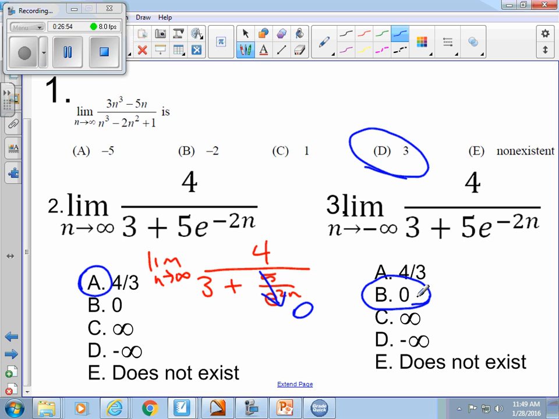Right? So why can't you just do that on the other one? This thing is going to 0. Well, if that goes to 0, 3 plus 0 is 3. And so you get 4/3.